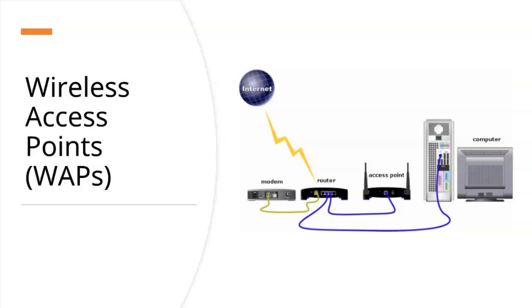Each wireless access point has a service set identifier, SSID, essentially your wireless network's name. When you want to connect a device to the Wi-Fi network, you need to select this SSID. It's like finding the right door to enter a building. Once you've found the right SSID, you're one step closer to enjoying the benefits of wireless connectivity.